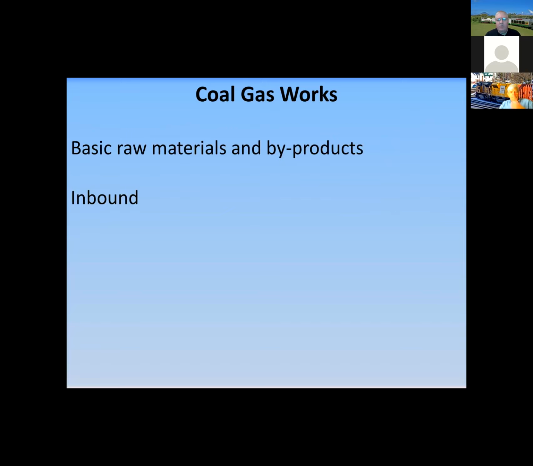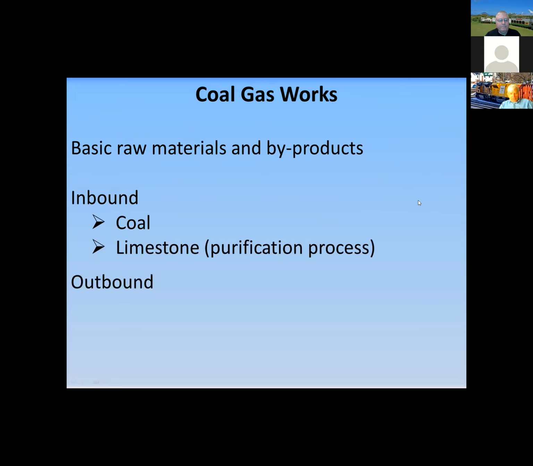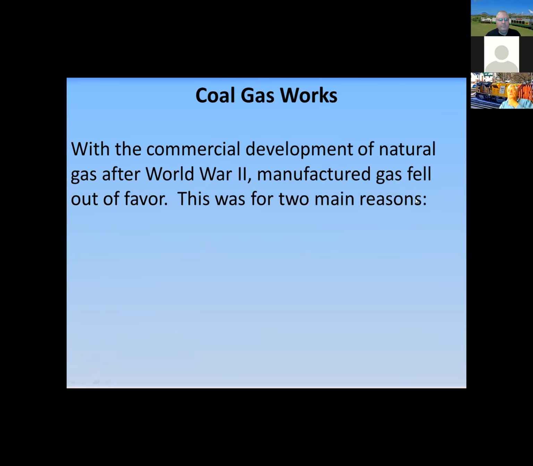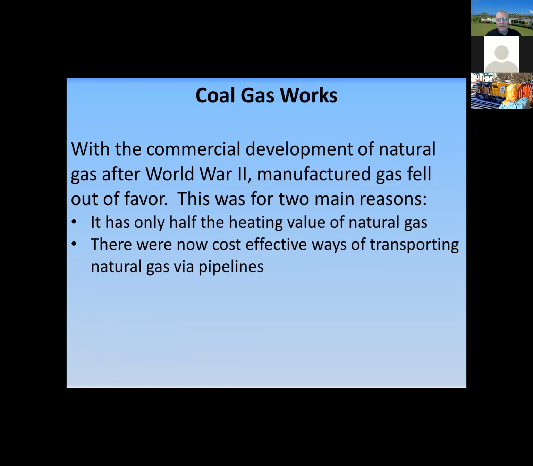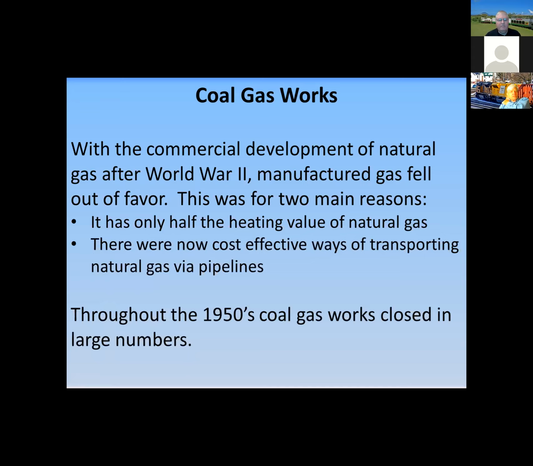Basic raw materials and byproducts for a gas plant: inbound, coal, and limestone for the purification process. Outbound, coke, coal tar, and ammonia. And with the commercial development of natural gas after World War II, manufactured gas fell out of favor. It only has half the heating value of natural gas, and there are now cost-effective ways of transporting natural gas via pipelines. And this meant that through the 1950s, these gas works closed in large numbers.